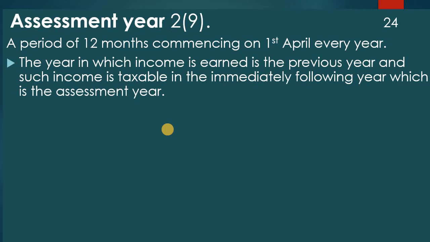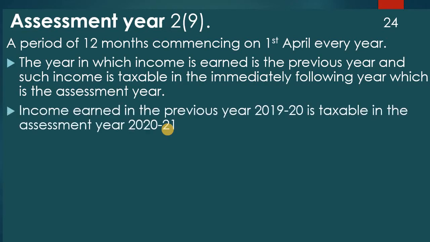So you assess the income and pay the tax based on the income that you have earned in the previous year. For example, income earned in the previous year 2019-20 is taxable in the assessment year 2020-21. Whatever income you earn in the previous year will be charged to income tax only in the assessment year, that is 2020-21. Now you might also understand what is previous year, because two times the word has been coined here. Now let's see the meaning of previous year.